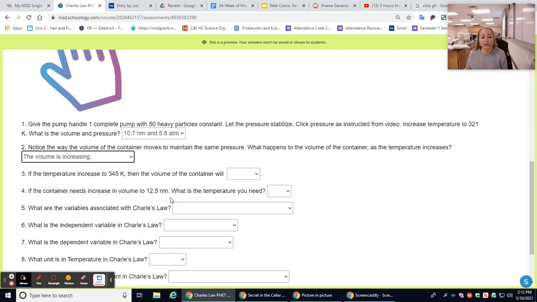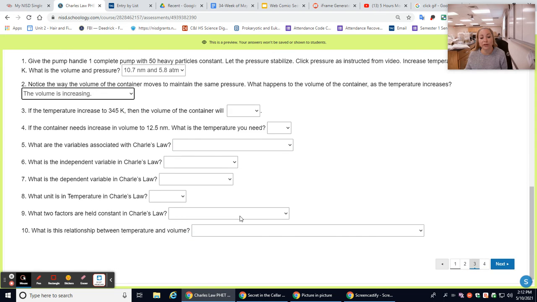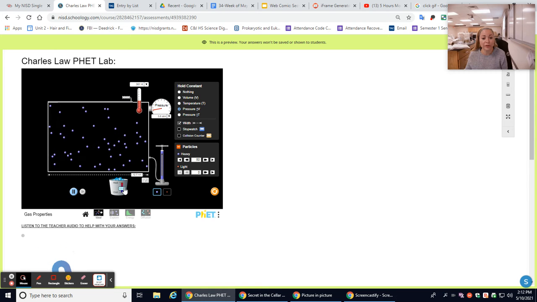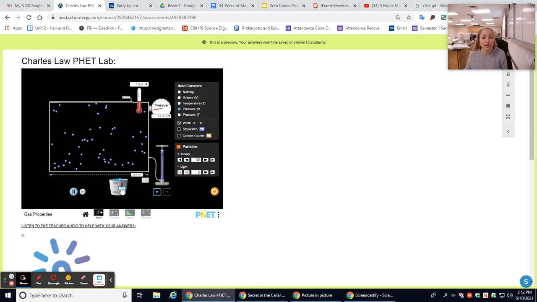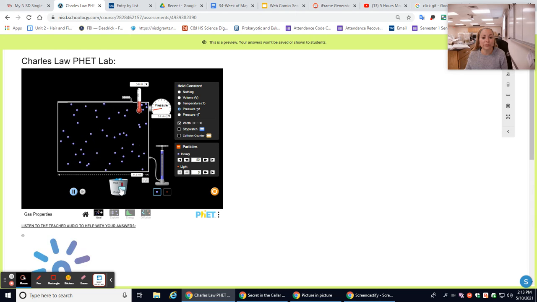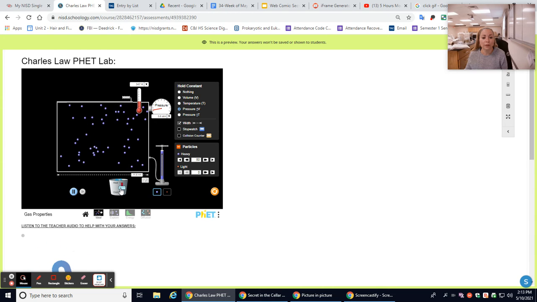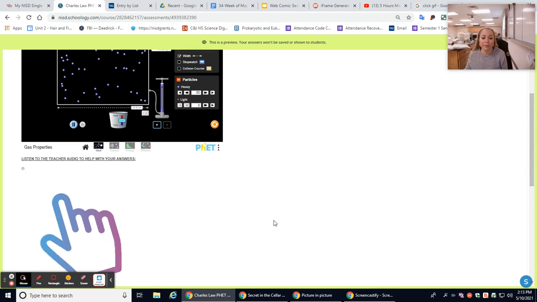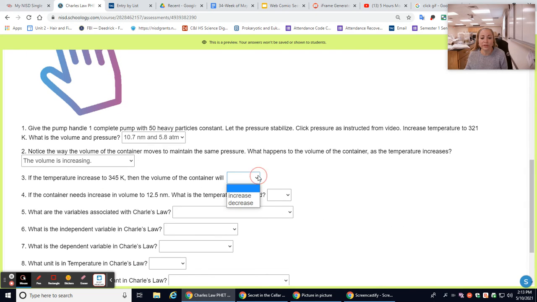If the temperature increases to 345 Kelvin, then the container will be what? So let's see if we could just lower the temperature a little bit to 345. Well, at least on my demonstration, to 345. Oops, I think I went over. Oops, I still went over. It's kind of hard to keep it there. Okay, well, we'll keep it. Let's see. Okay, what is the volume? Well, obviously, if you increase the temperature, then the volume will increase.